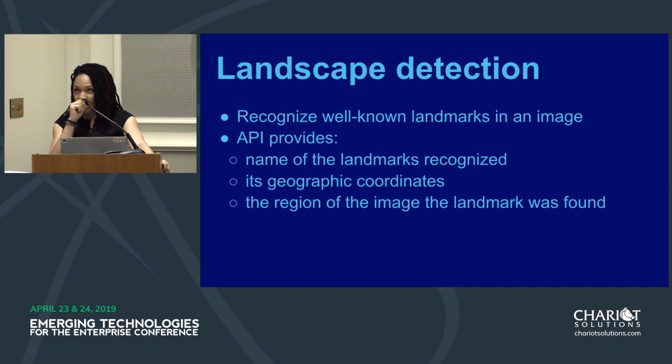So let's say, what's a popular Philly location? Art museum. Yeah, the art museum. Let's say I went there, took a picture, and passed it through this landmark detection API. It will return to me and tell me it thinks this is the art museum. And it'll also send back the geographic coordinates of that art museum. And then it'll send back the bounding box of where in the image the art museum is.